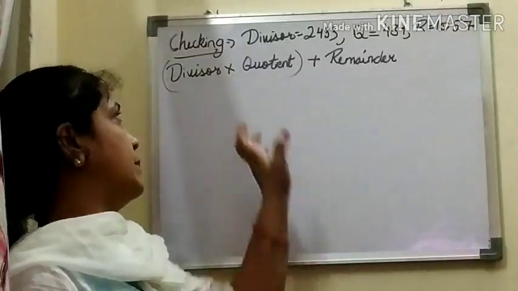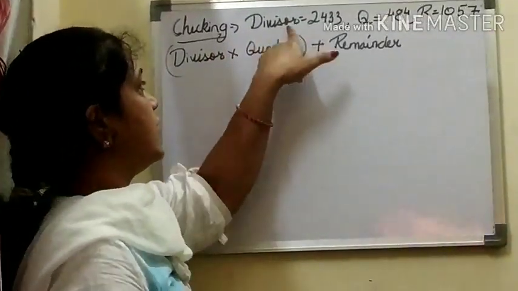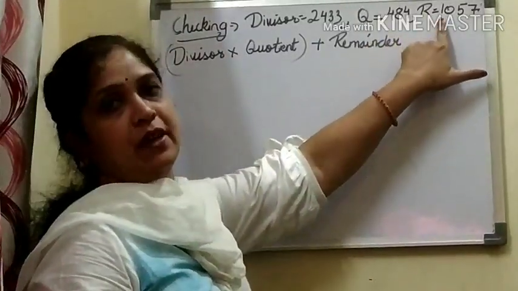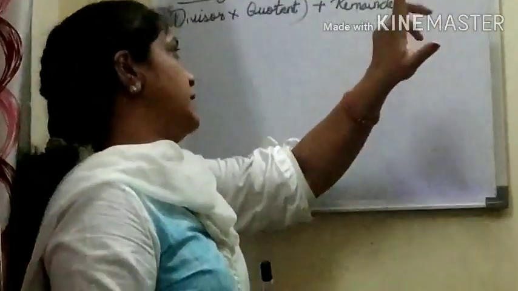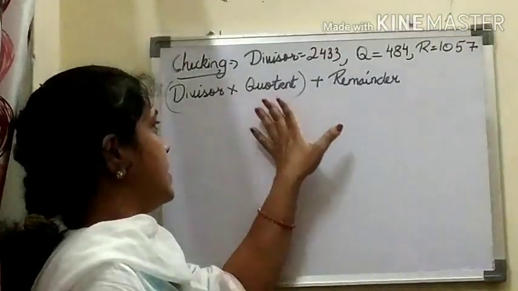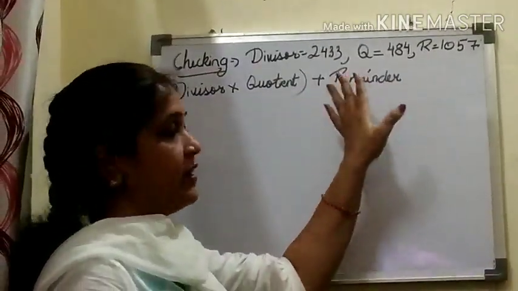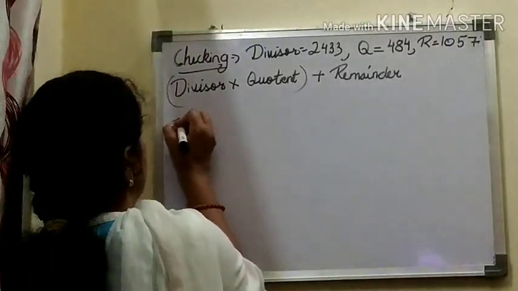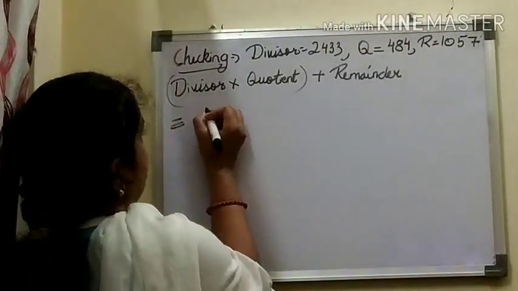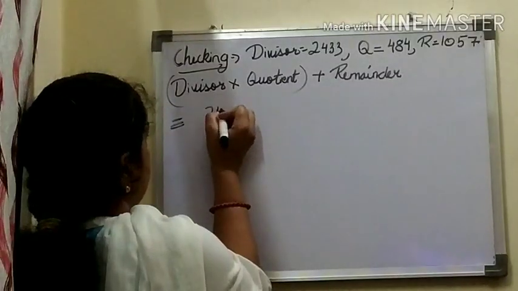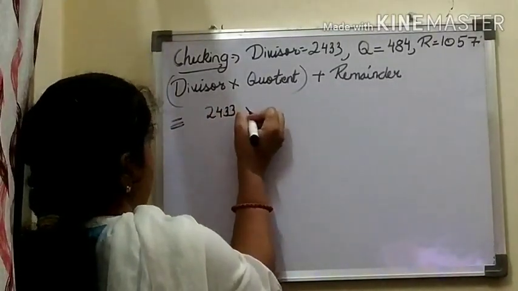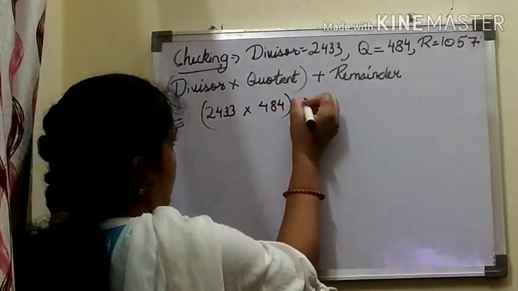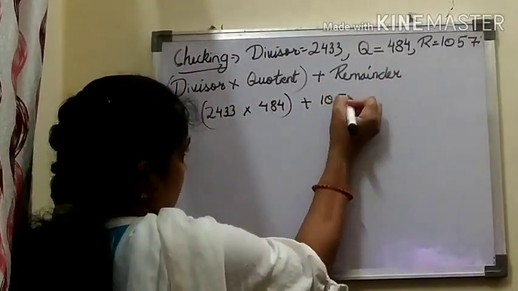Children, let us do the checking part. In the previous example, the divisor was 2433, the quotient was 484 and the remainder was 1057. Now we know the formula: divisor into quotient plus remainder should be equal to the dividend. Let us find it out. Now the divisor is 2433 multiplied by 484, and we have to add the remainder to it.